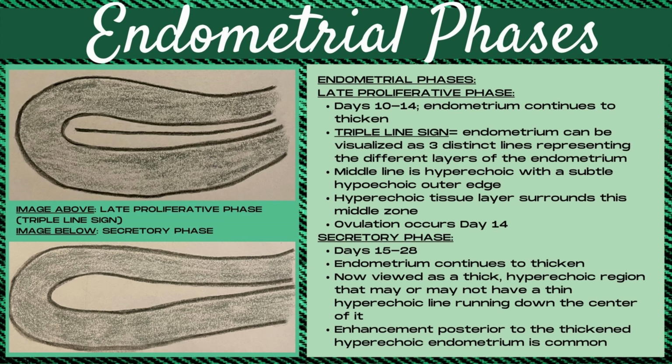Next, the endometrium is going to enter the secretory phase, and this is days 15 to 28. And the endometrium is going to continue to thicken, and now it's going to be viewed on the ultrasound as a thick hyperechoic region that may or may not have a thin hyperechoic line running down the center of it. Typically, there's going to be enhancement posterior to this thickened hyperechoic endometrium.